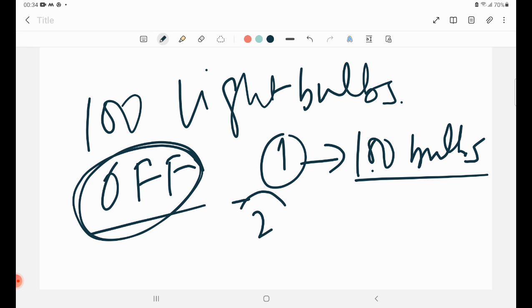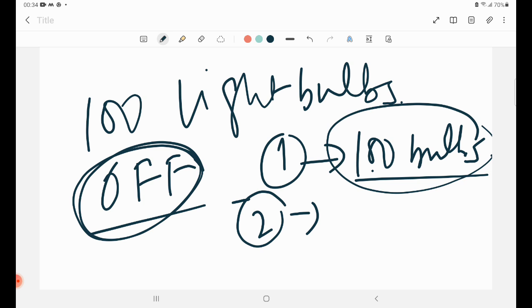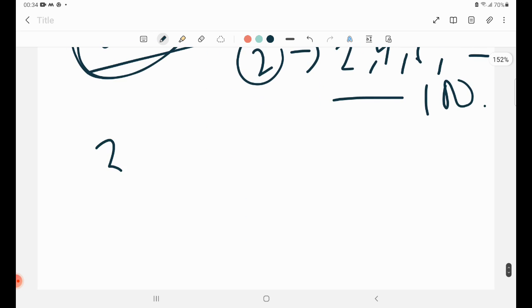Then when the second person comes, he will toggle all those bulbs that are multiples of 2. So all the 100 bulbs are on now, and he will switch off 50 bulbs, like 2, 4, 6, 8 till 100. Then the third person will come. So now what will the third person do?